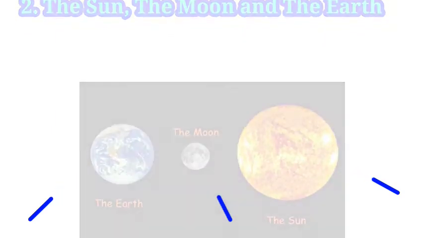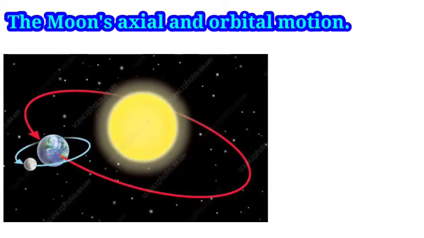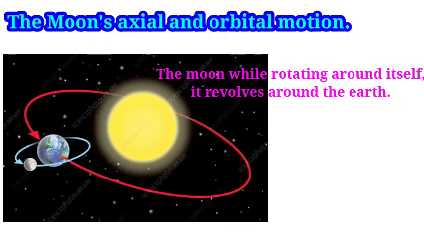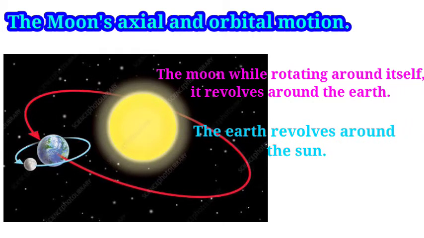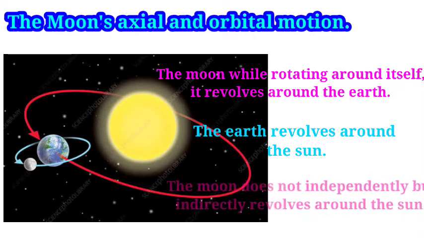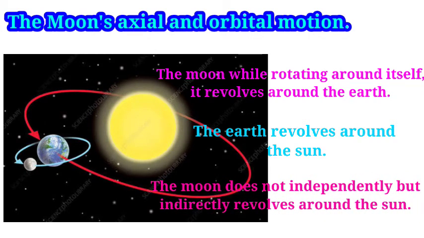Now I am going to start our lesson. You can see the picture on the screen. Like the earth, the moon also has axial and orbital motion. The moon, while rotating around itself, revolves around the earth, and the earth revolves around the sun. You can see in the picture, that means the moon does not revolve around the sun independently, but indirectly it makes a revolution around the sun. Not directly but indirectly, the moon revolves around the sun.